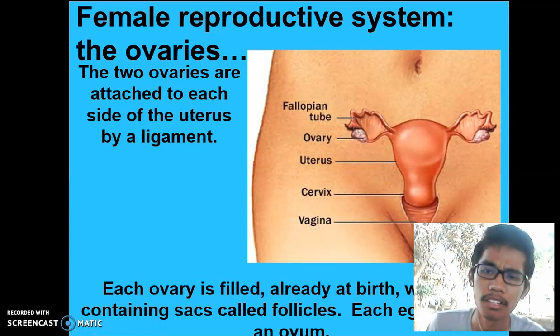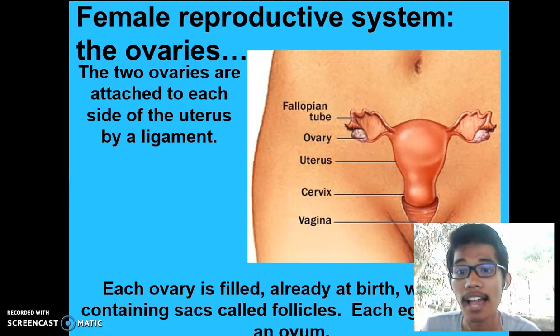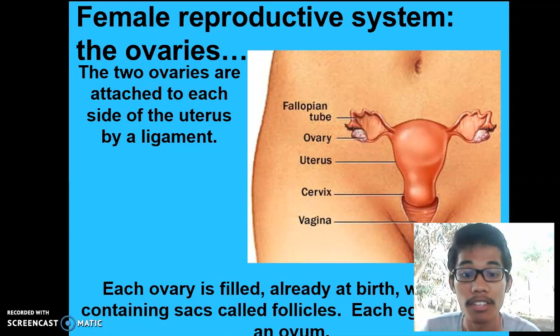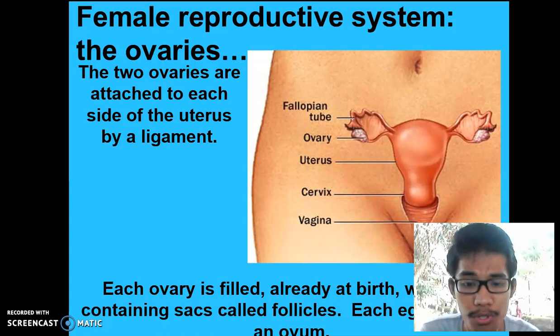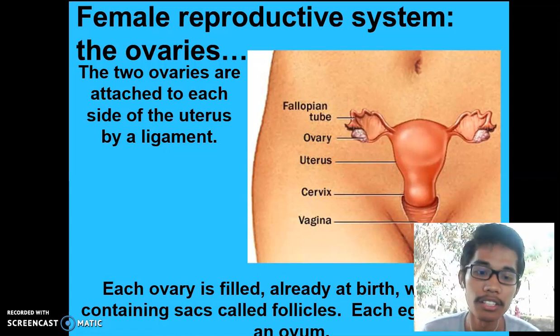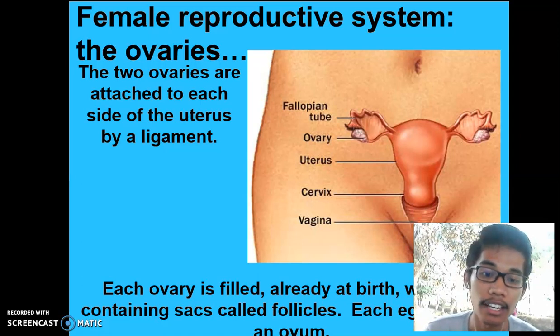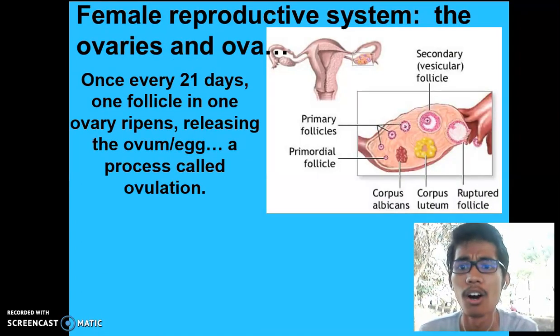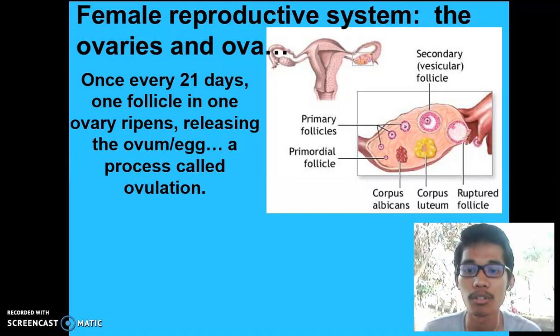Next, the ovaries. The two ovaries are attached to each side of the uterus by a ligament. They are oval shaped, about the size of a large olive, and lie close to the fimbria at the end of the fallopian tubes. Each ovary is filled already at birth with egg-containing sacs called follicles. Each egg is called an ovum. Once every 21 days, one follicle in one ovary ripens, releasing the ovum or egg, a process called ovulation.